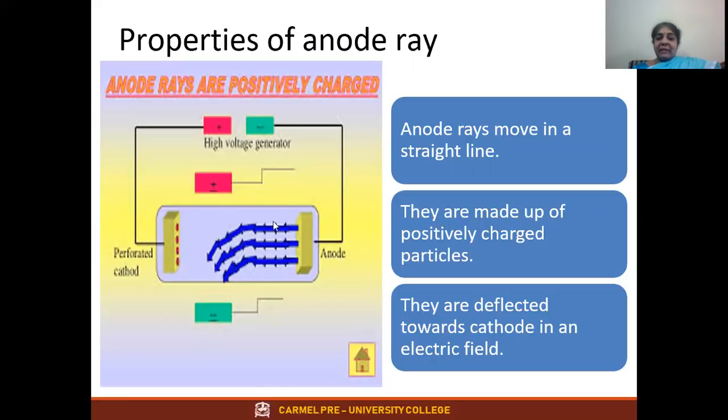If you see the same diagram here, you have cathode, you have anode, and you are introducing an electric field. Can you see a positive and a negative plate? You have connected to a high potential source. Can you see the rays originating from the anode? They are getting deflected towards the cathode. So that is the property of anode rays. Next.